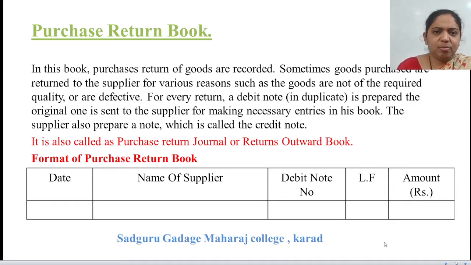So in the purchase return book, the purchase return of goods are recorded. Various reasons are there why you return to the supplier. The goods are not of good quality, it's a defective quality. For every return, a debit note in duplicate is prepared and the original is sent to the supplier for making entries, and the supplier also prepares a note which is called a credit note. That was the meaning and format of purchase return book.